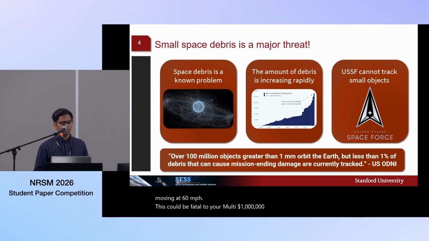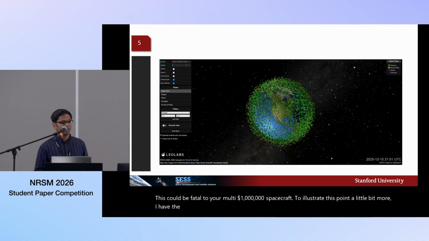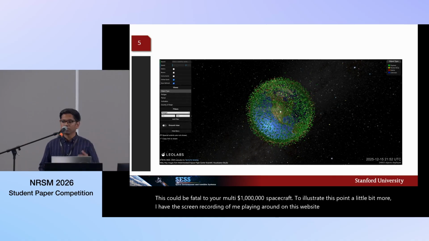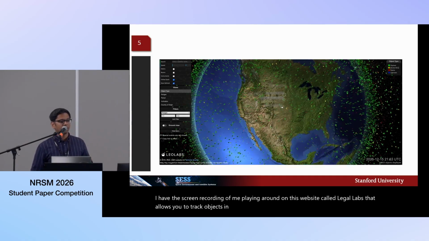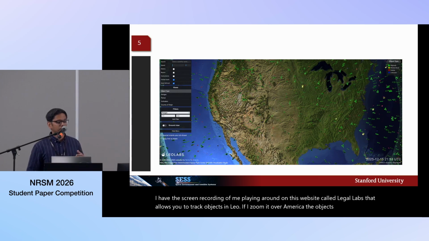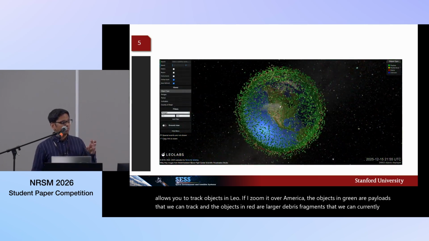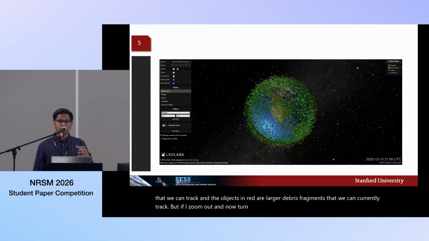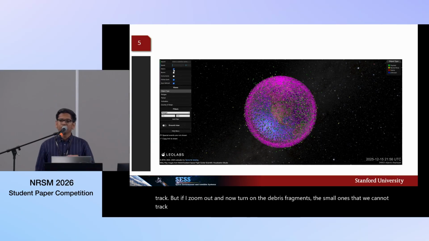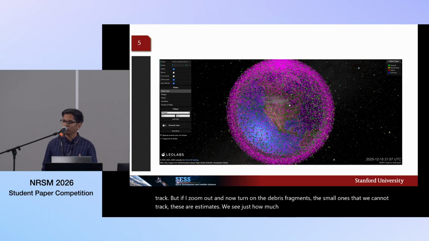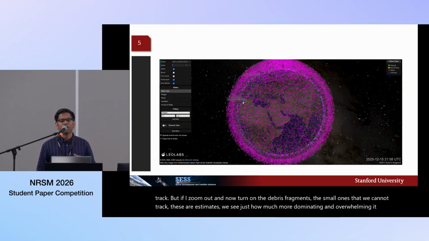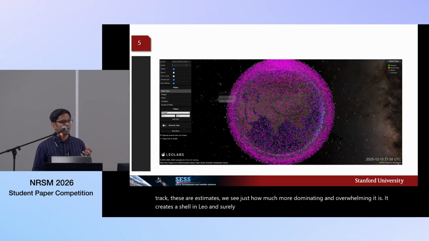To illustrate this point a little bit more, I have this screen recording of me playing around on this website called Leo Labs that allows you to track objects in LEO. If I zoom in over America, the objects in green are payloads that we can track, and the objects in red are larger debris fragments that we can currently track. But if I zoom out and now turn on the debris fragments, the small ones that we cannot track, these are estimates, we see just how much more dominating and overwhelming it is. It creates this shell in LEO, and surely you understand that this is a problem.